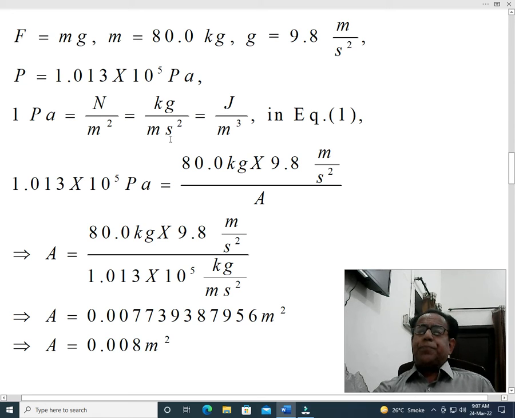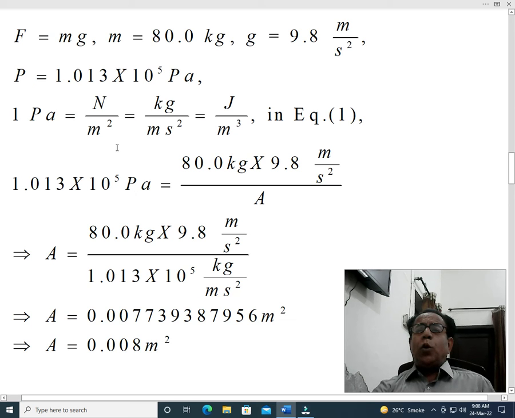It once again alternatively becomes equal to joule per meter cube. All these four values are equivalent. Using all these values in equation number 1, we get, in place of P we will use this value 1.013 into 10 raised to the power 5 Pascal.